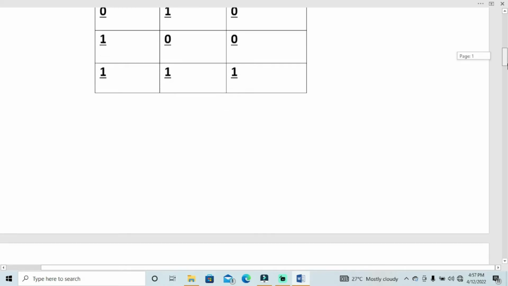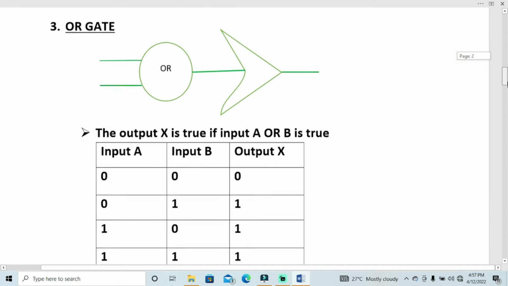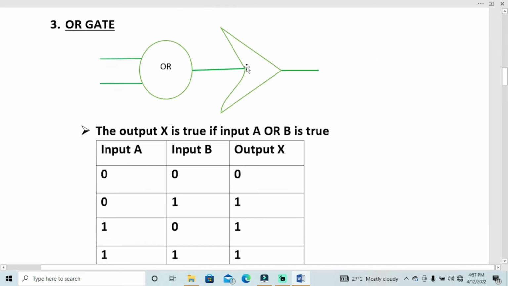So we want to go to the third gate, which is the OR gate. Here it is represented by this figure, which looks like a front arrow, and it follows this statement: the output X is true, which means it's 1, if input A or B is true, which means either A or B. If either A or B, one of them, is true, then output X becomes true, which means it becomes 1. So on this table, where A is 0 and B is 0, neither is true, which means the output X becomes 0.